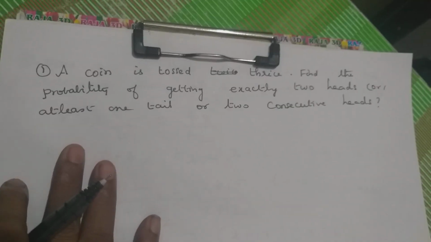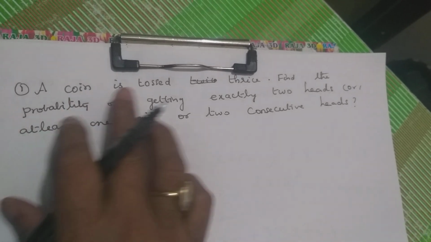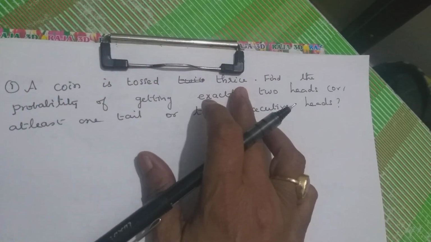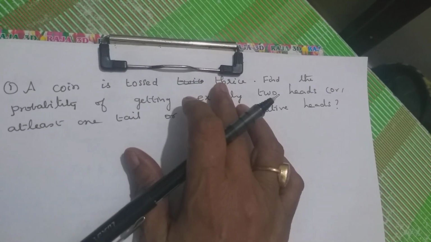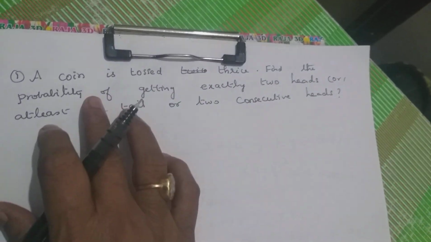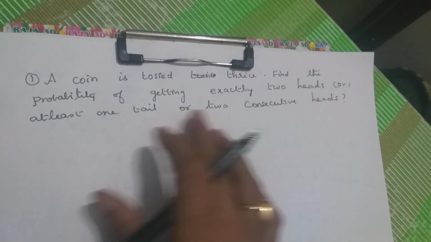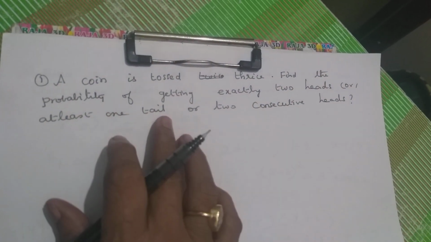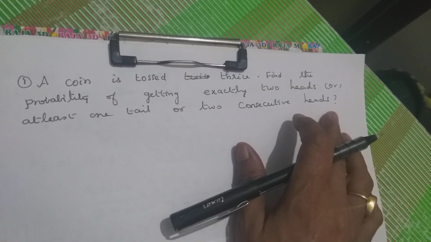Today students, in probability we are going to see one more problem. A coin is tossed thrice, three times. Thrice means three times. So a coin is tossed three times. Find the probability of getting exactly two heads or at least one tail or two consecutive heads.